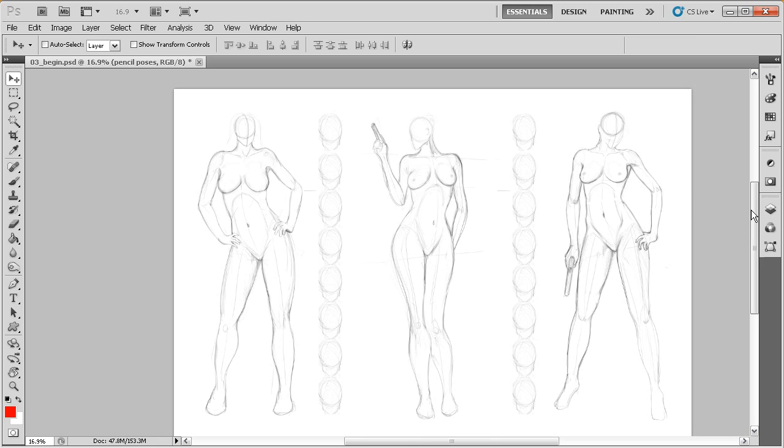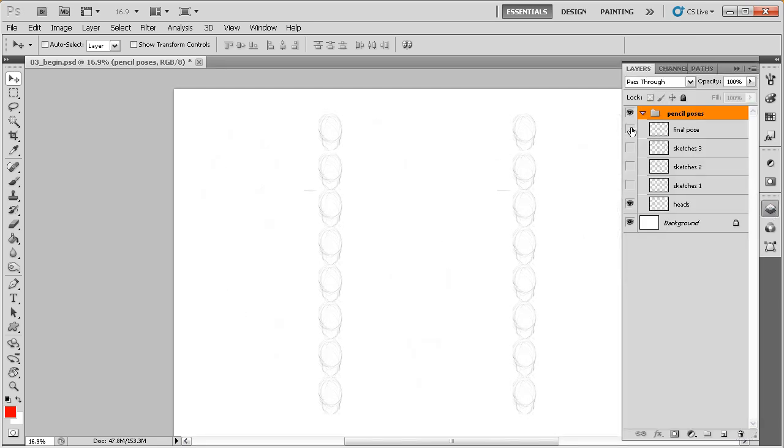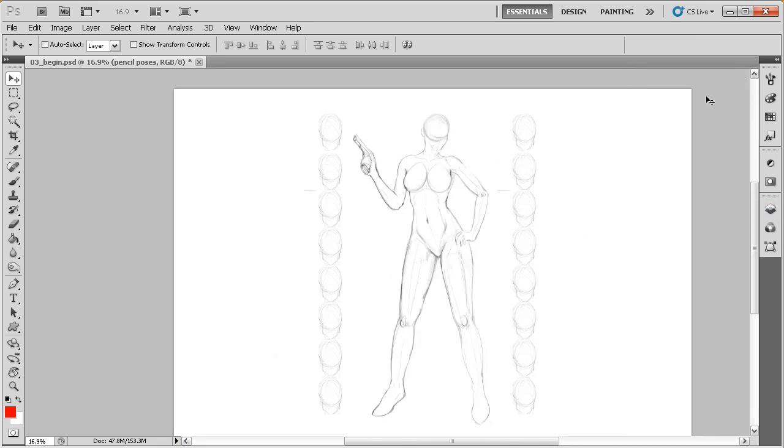So I've gone ahead and explored that pose one more time here. And again, another really rough sketch. This time we've angled the arm up, and she's got the gun kind of in the air. She's looking the other direction. Hips thrust, a little bit of sex appeal. I think this pose is really going to work for us.